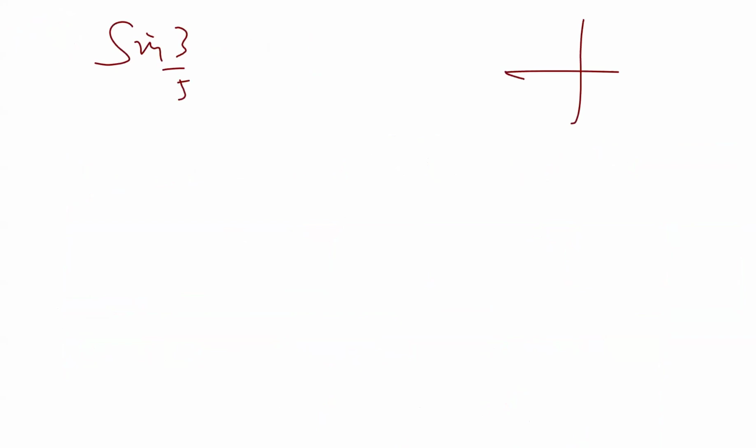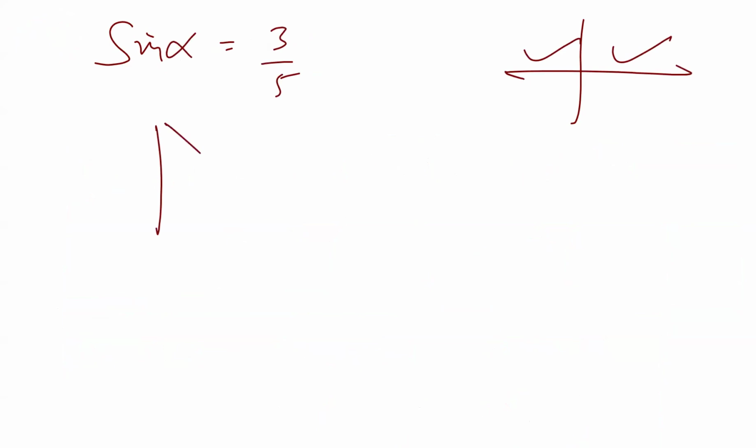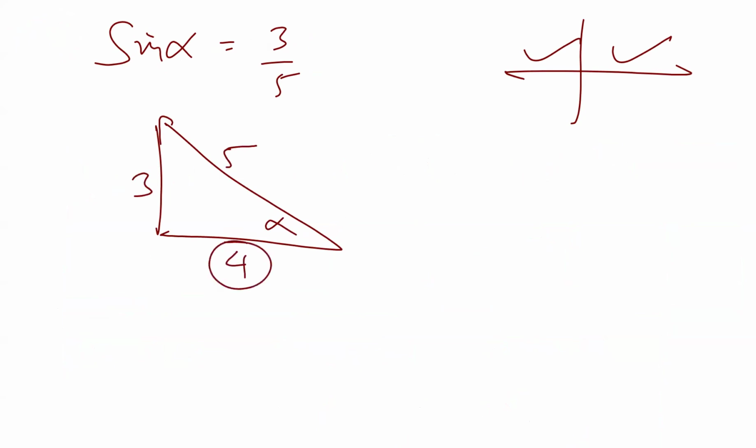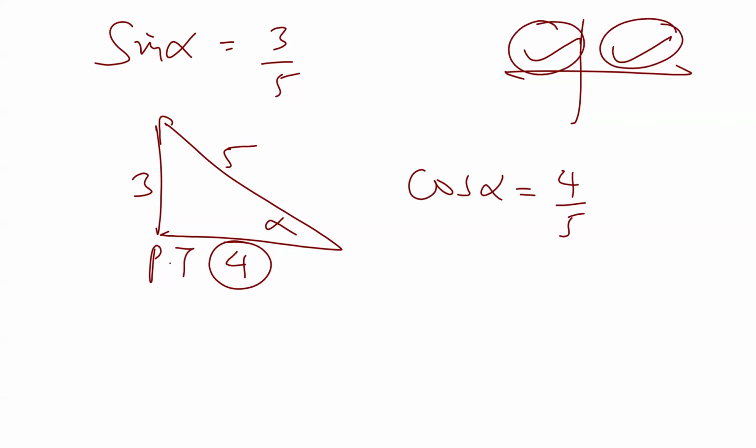Sine is positive in the first and second quadrant. So the answer will be in the first and second quadrant. This is sine alpha. Now by the triangle method, this is alpha, this is 3, this is 5. This will be 4 by Pythagoras theorem. So cos alpha will be 4 by 5. But then you have to take both the first and second quadrant, so one is positive and one is negative.